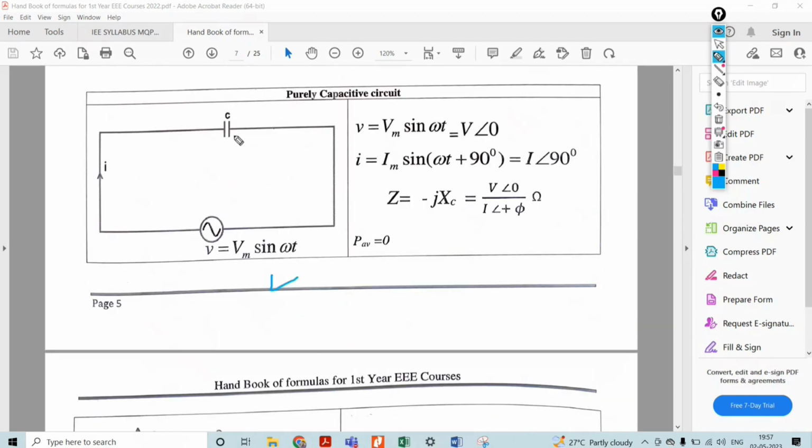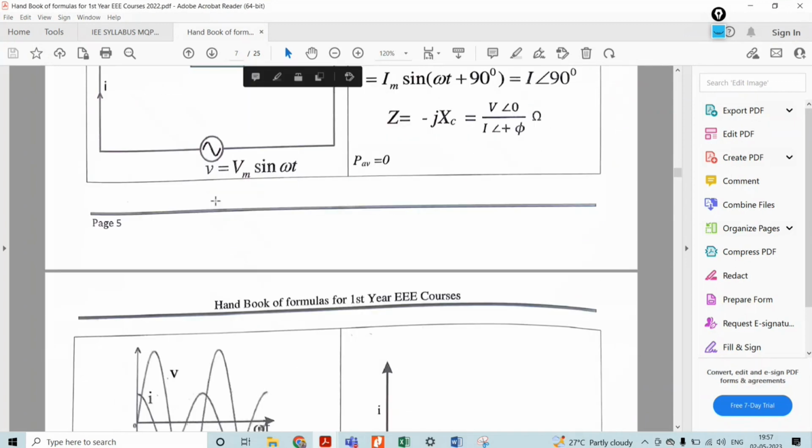In case of capacitance, current will lead voltage by 90 degrees. So V is equal to Vm sin omega t, then I is equal to Im sin (omega t plus 90). This is the current and voltage equation if you apply it to a pure capacitance.